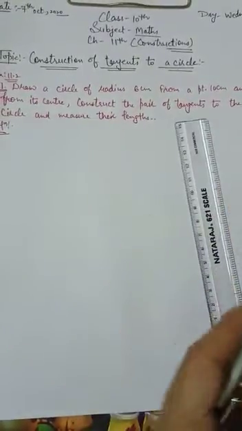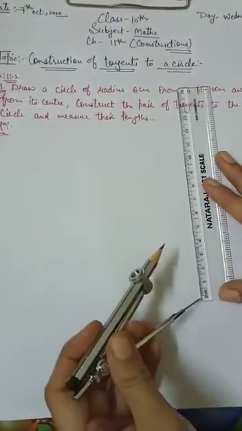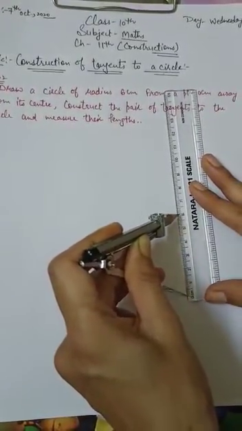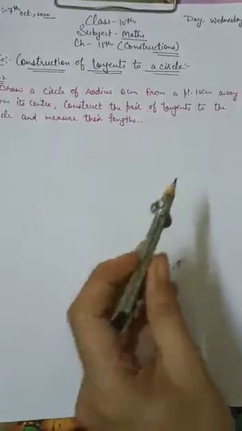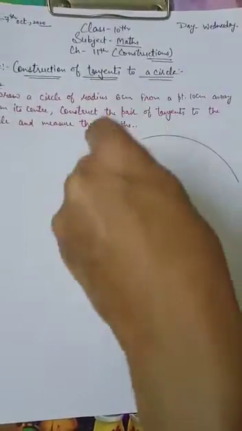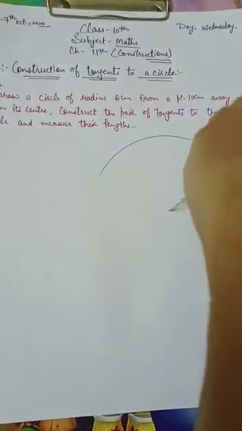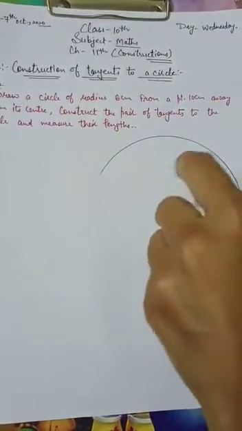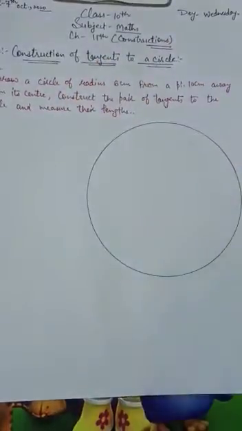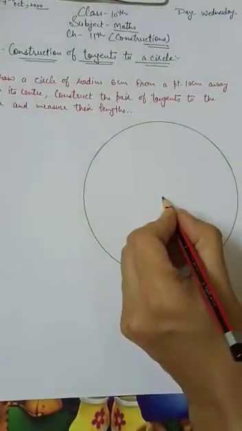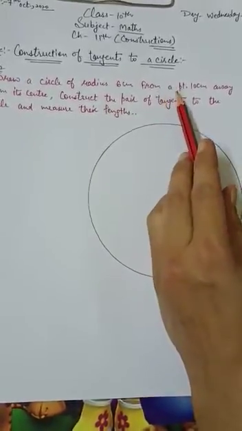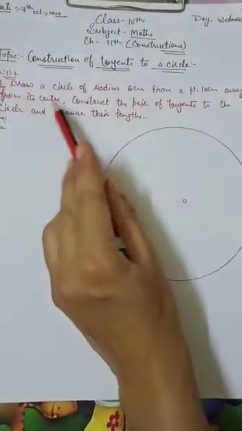We will take a ruler and a compass, and open the compass up to 6 centimeters. Then we will draw a circle of radius 6 centimeters. Let the center point be O. Then they are saying from a point 10 centimeters away from its center.